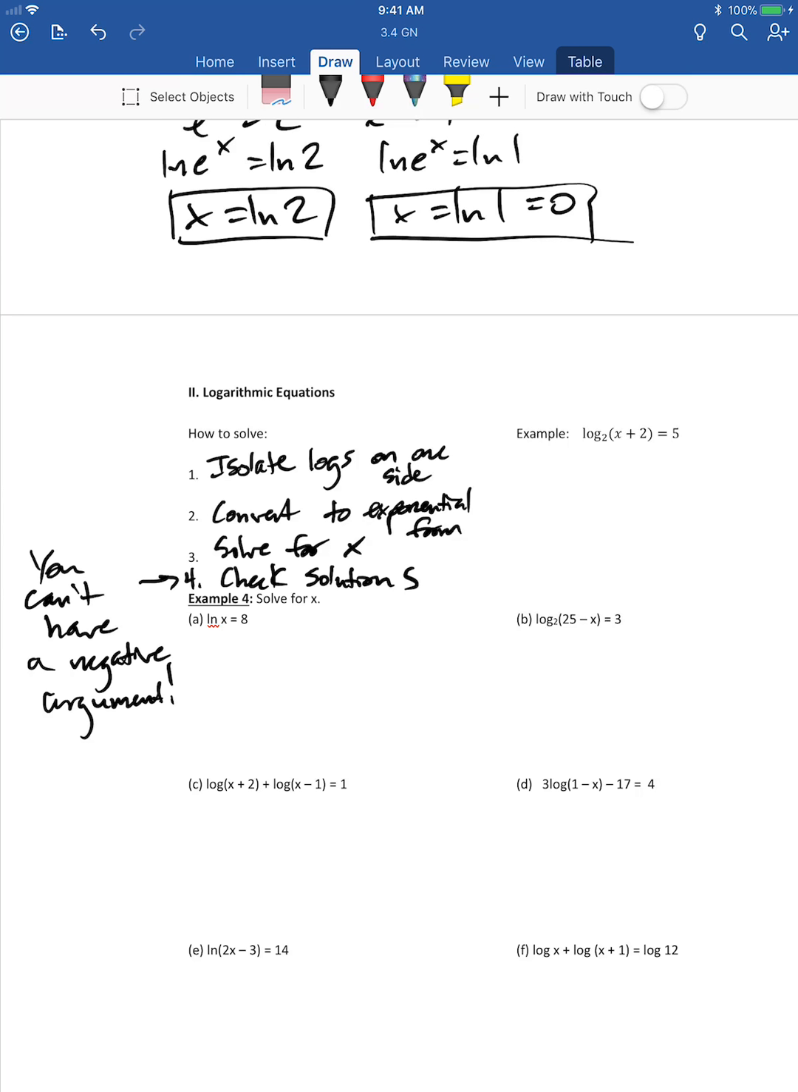Talking about logs, of course. I feel like most arguments are pretty negative out in the real world. So let's take a look at this example. We can follow step by step. I want to isolate my logs on one side. That's already done for me.